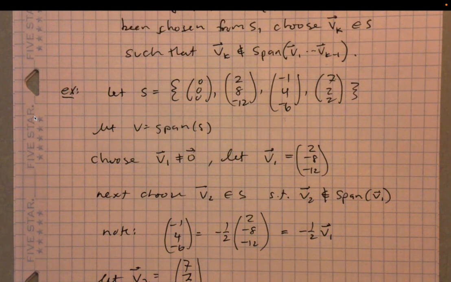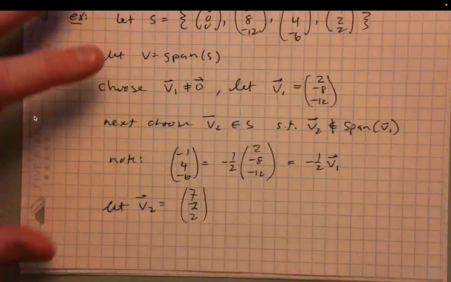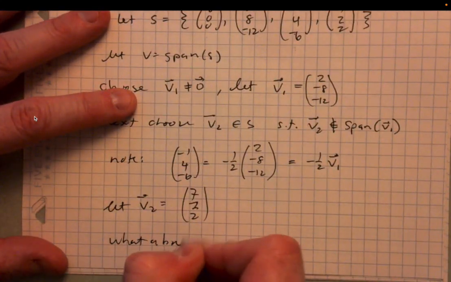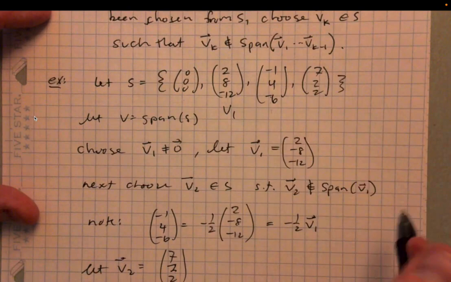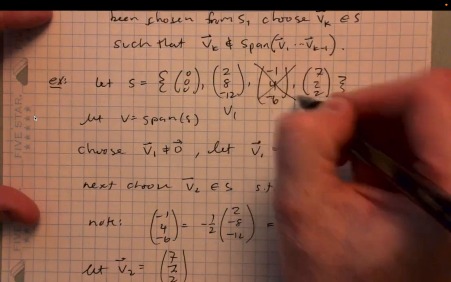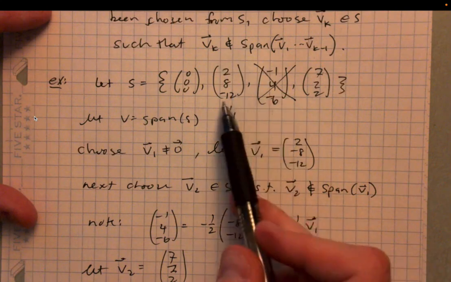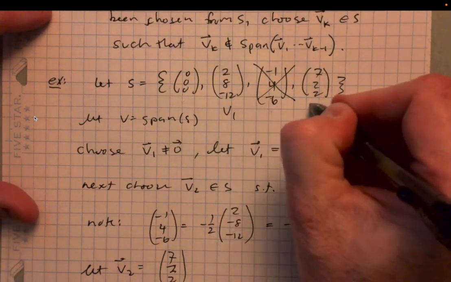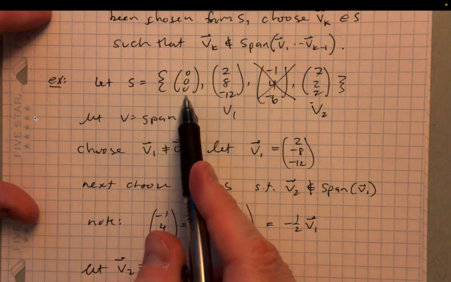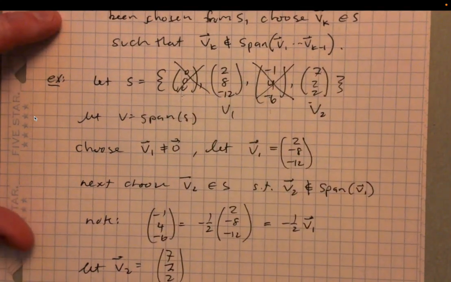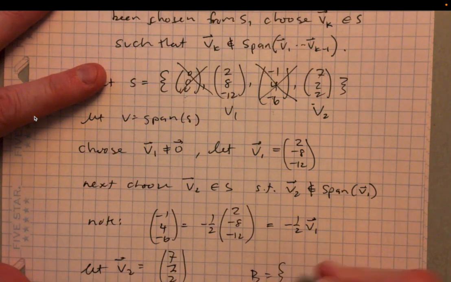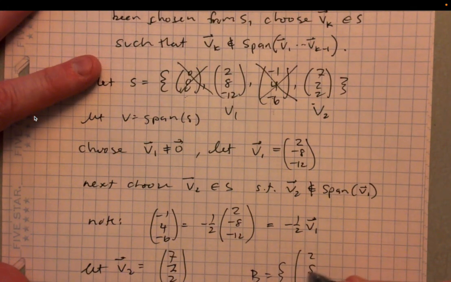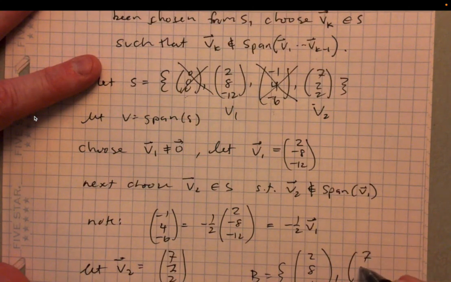All right, and then so what about, can we keep going? Is there a V3 available? Well, this is our V1. This one was redundant. It's a multiple of V1. This is our V2, right? This one we obviously say is a multiple of everything, so that one's out. So we're done, right? Then we can't go any further. There's no additional vector to choose. And so that means our basis in this case is something that we could identify from inspection as 2, 8, negative 12, and then 7, 2, 2.